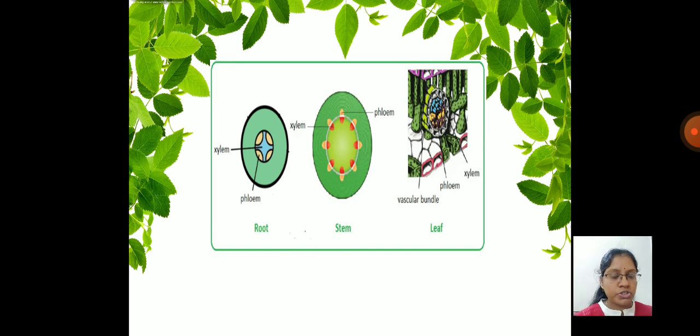These are the structures showing the presence of xylem and phloem in the root. The first structure you can see in the center is the xylem, and it is surrounded by phloem. In the stem, where can you see the xylem and phloem? Root, stem and leaves. In these three you can find them, and they transport water and minerals. Understood, students?